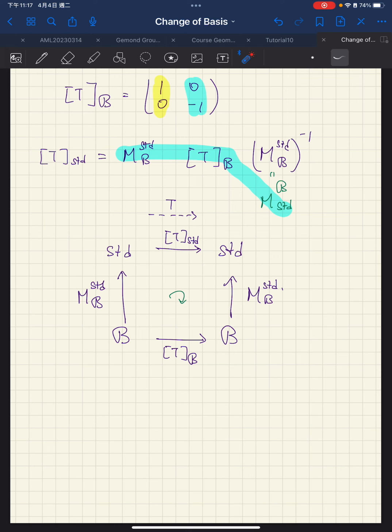So I strongly recommend you use this notation until you find that you are very comfortable with that, and then you can abandon this notation.